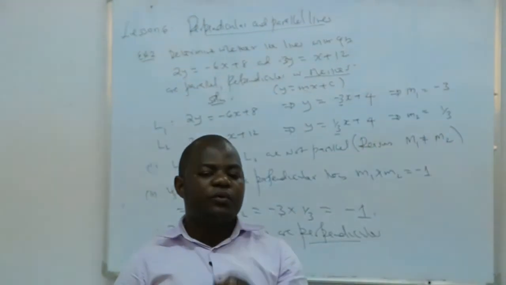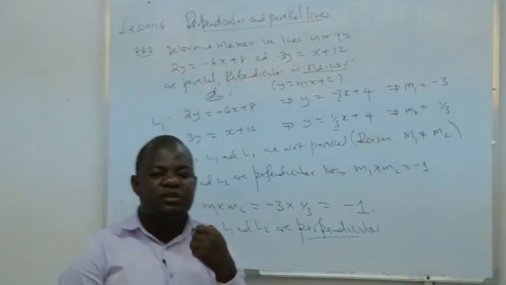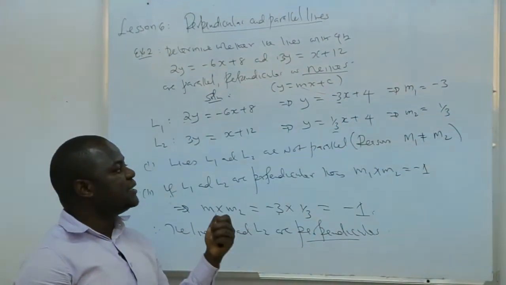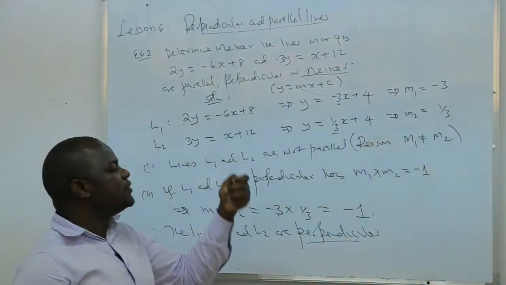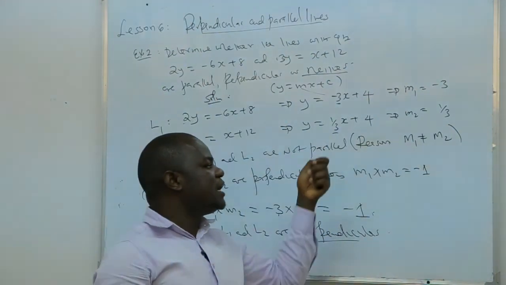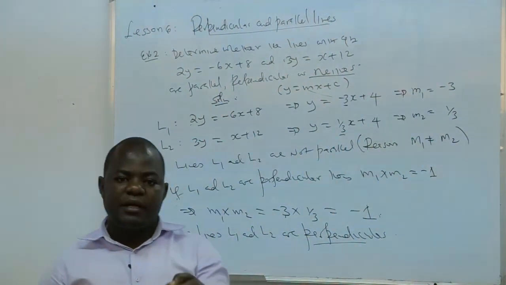In the next lesson, we are going to look at how to find the equation of a line. After getting the gradient, once you know the gradient, we can use the concept to find the equation of either a perpendicular line or a parallel line.